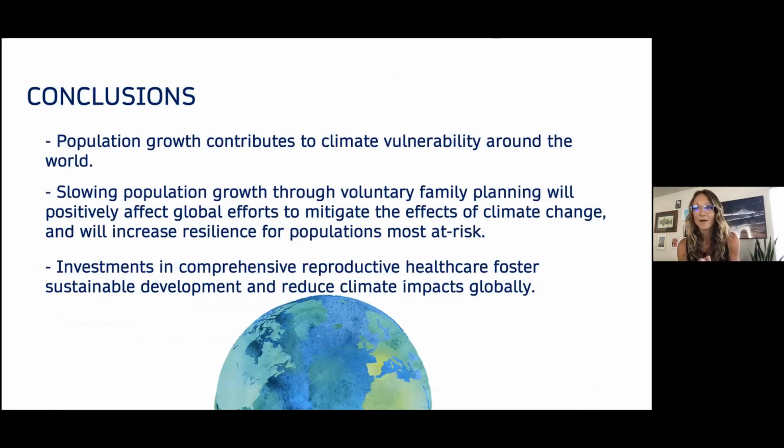All right, so in conclusion, for this first class, what we want to make sure you remember is that population growth contributes to climate vulnerability around the world and increases the climate impacts and emissions around the world. But slowing population growth through voluntary family planning will positively affect global efforts to mitigate the effects of climate change and will increase resilience for populations who are most at risk. And finally, investments in comprehensive reproductive health care do foster sustainable development and reduce climate impacts globally. And again, this is something that we're going to get into in much greater depth throughout the course.